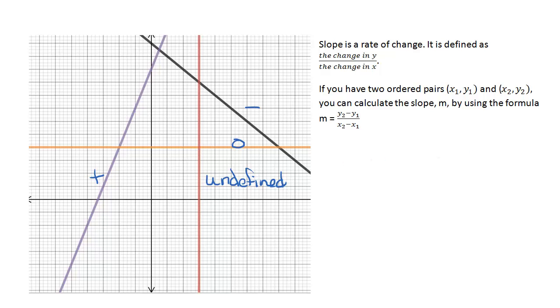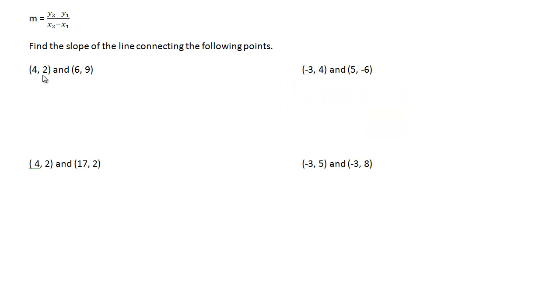If you have two ordered pairs, x sub 1, y sub 1, and x sub 2, y sub 2, you can use the formula m equals y sub 2 minus y sub 1 over x sub 2 minus x sub 1 to calculate the slope. We have the ordered pair 4, 2 and 6, 9. Our formula says to take the second y minus the first y to find the rise, and divide that by the second x minus the first x to find the run.